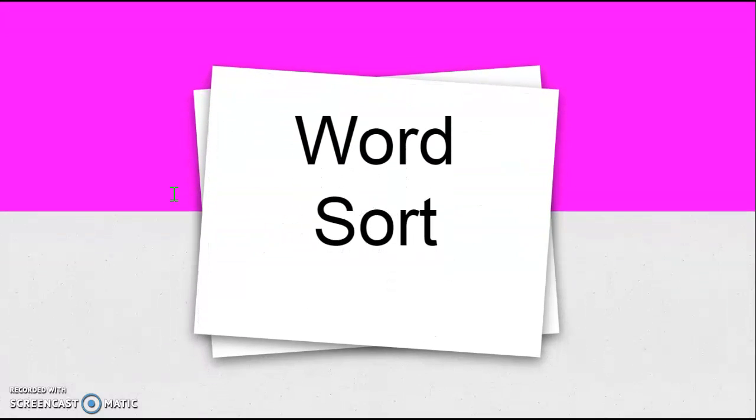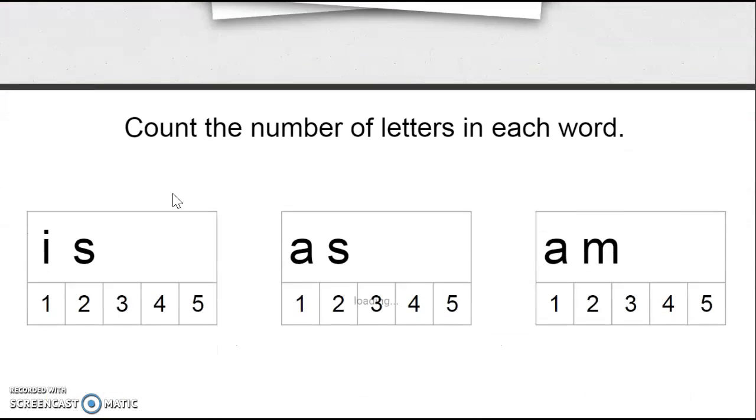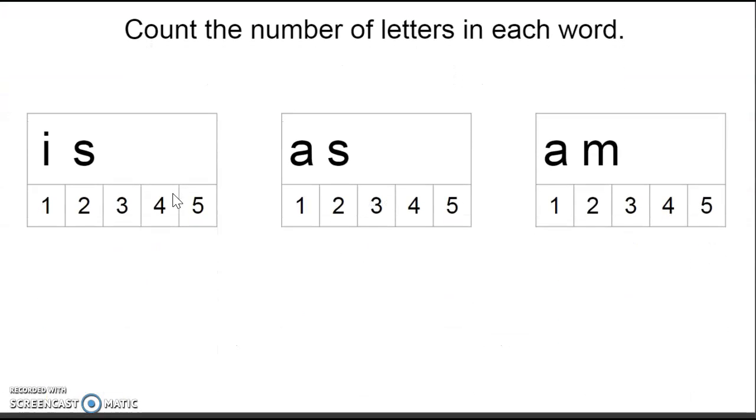Our next section is word sort. I want you to count with me the number of letters in each word. We will identify the word and then we will circle the number of letters. Our first word is is. It is spelled I-S. It has 1, 2 letters. Is has 2 letters. So we're going to circle the number 2.